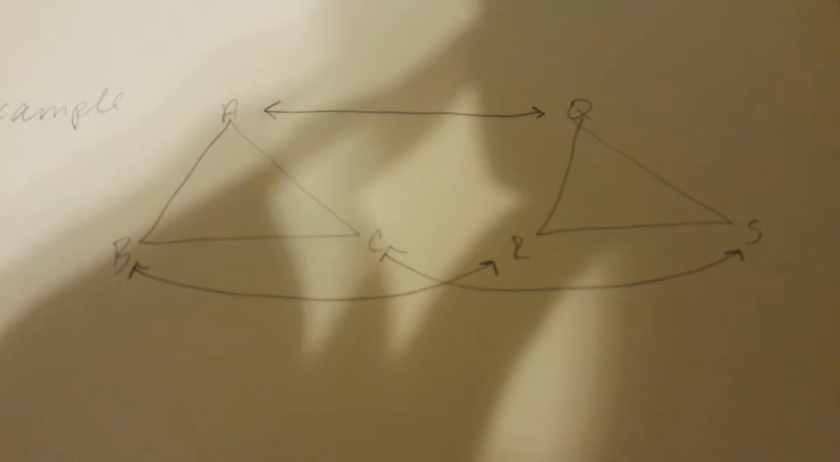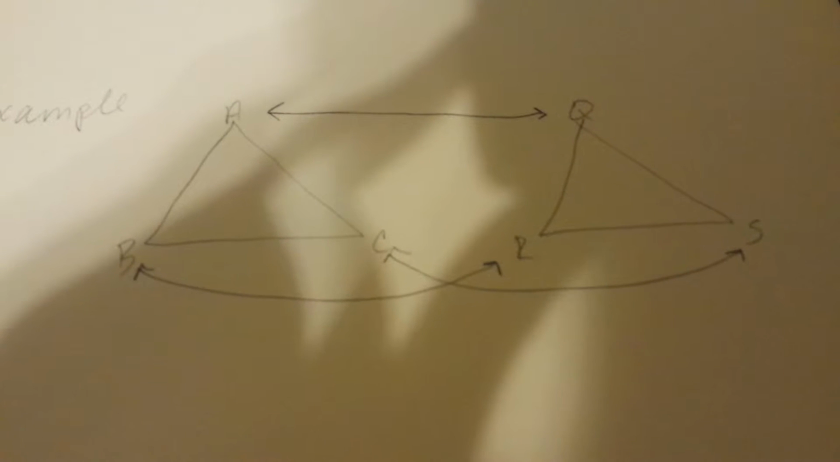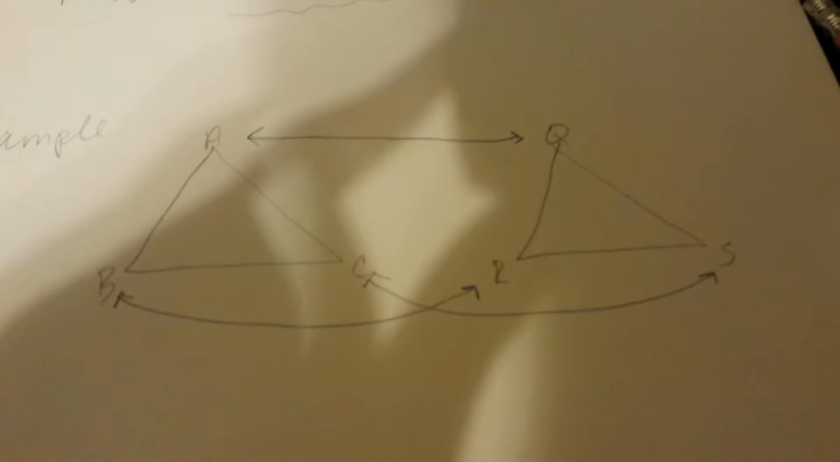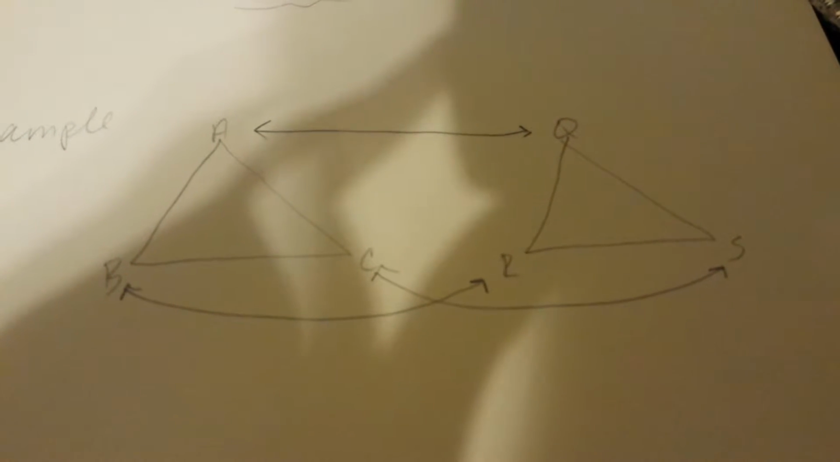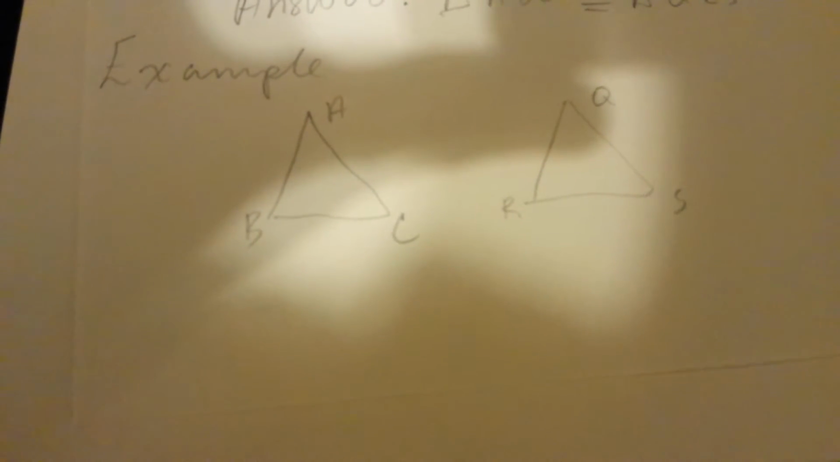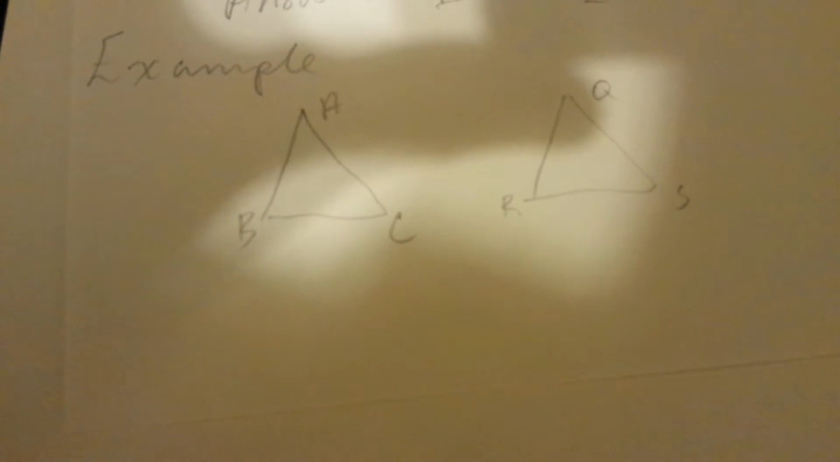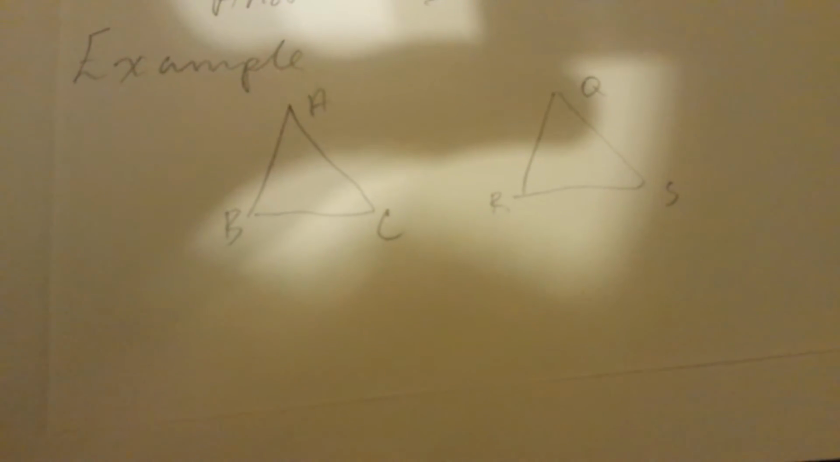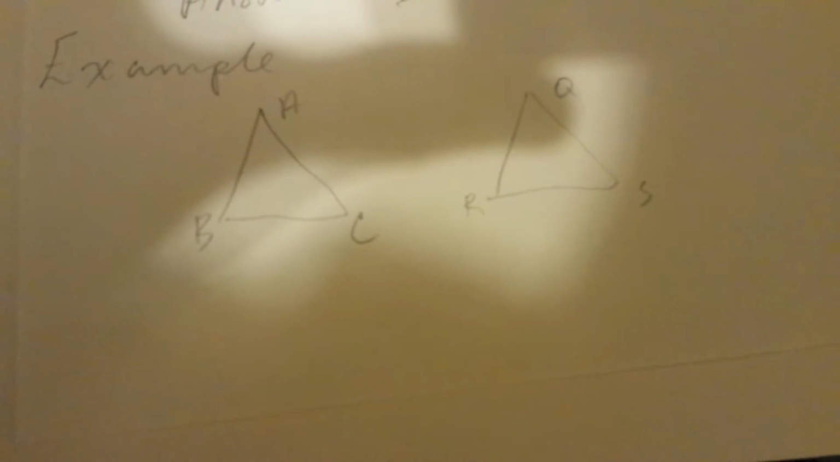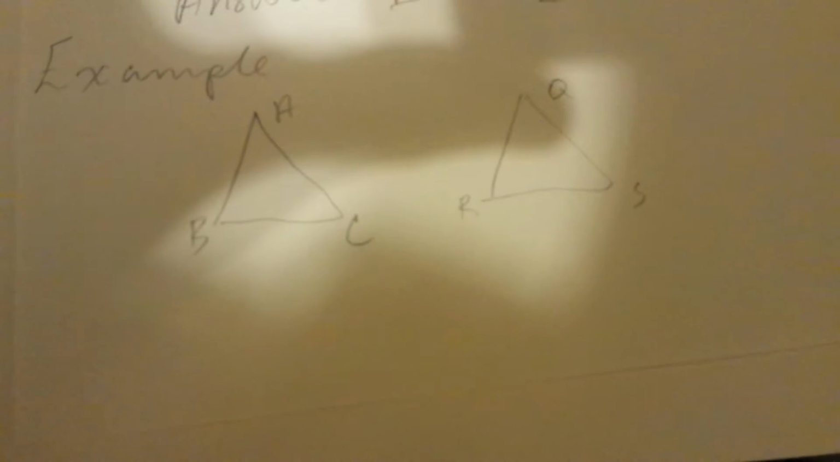Angle A goes with angle Q, angle B is congruent to angle R, and angle C is congruent to angle S. Therefore, your answer shall be triangle ABC similar to triangle QRS. Example 3, or Theorem 7-2, which is the side-side-side similarity theorem. If the corresponding sides of two triangles are proportional, then the triangles are similar.